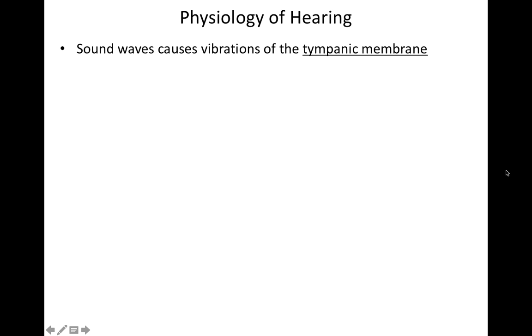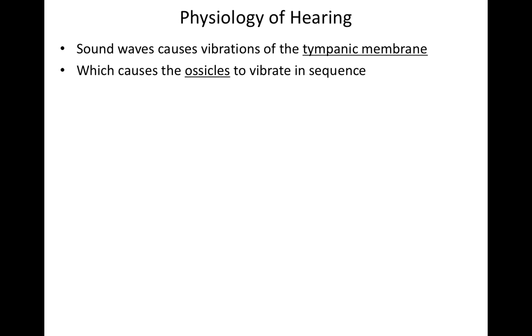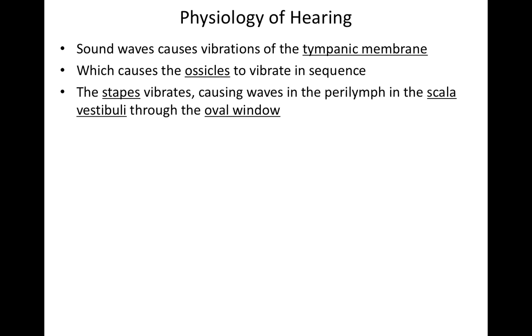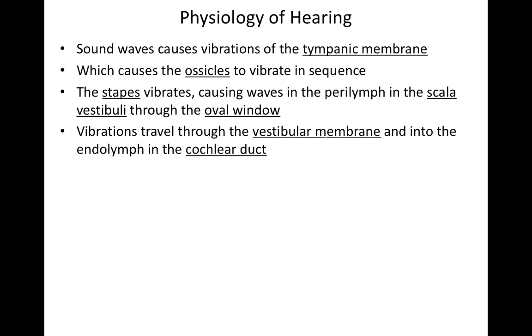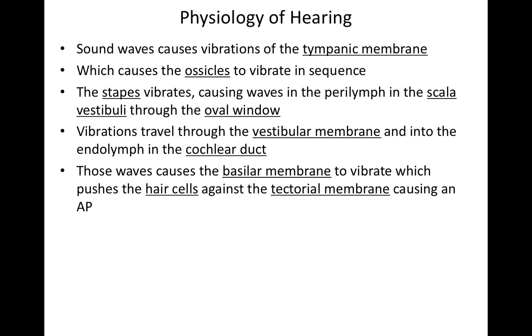All right, so let's go through this step by step. We've got sound waves that cause vibrations on the tympanic membrane, which cause the ossicles to vibrate in sequence. That is going to allow the stapes to vibrate on the oval window, causing waves in the perilymph in the scala vestibuli. Those vibrations travel through the vestibular membrane into the endolymph in the cochlear duct, where they're going to cause the basilar membrane to vibrate. It's going to push the hair cells against the tectorial membrane, causing the action potential.